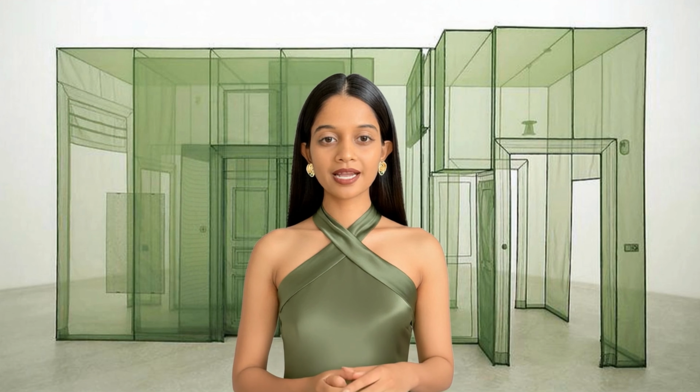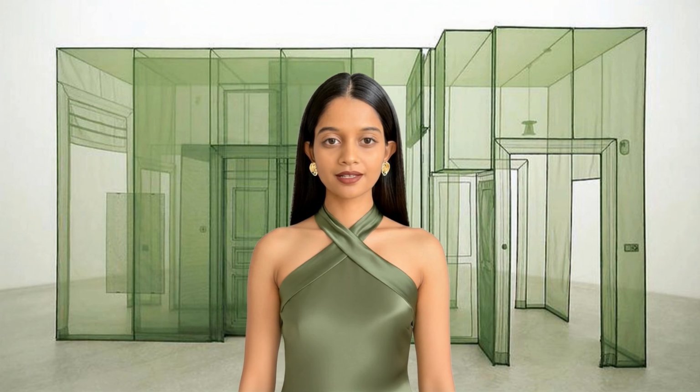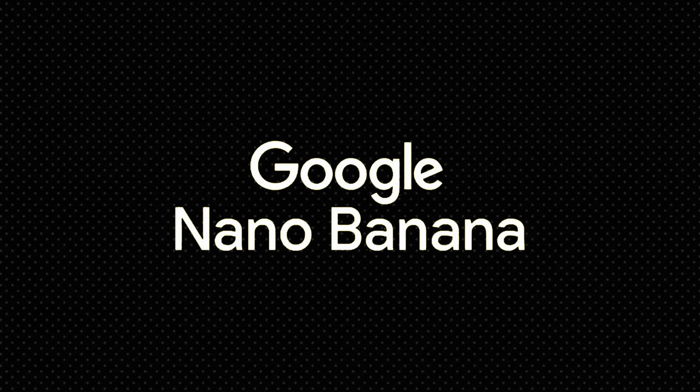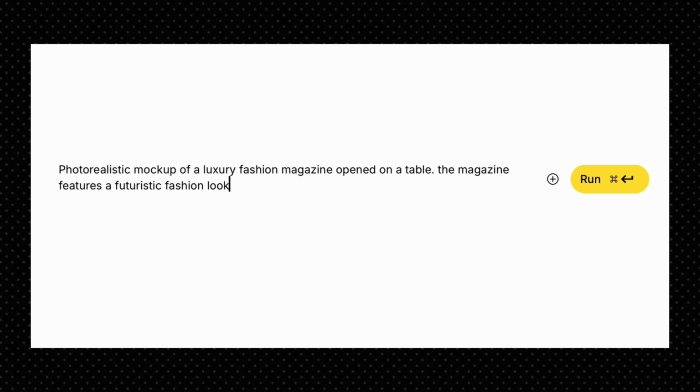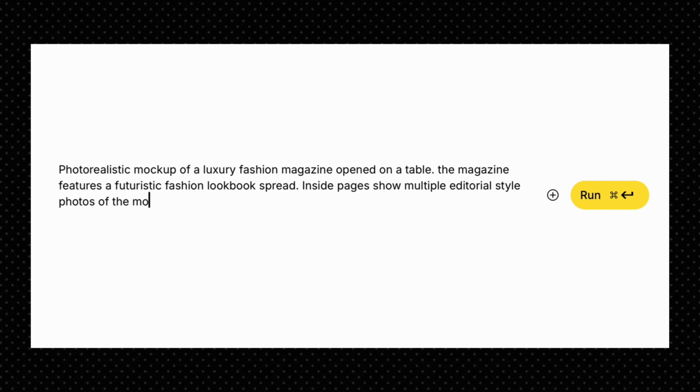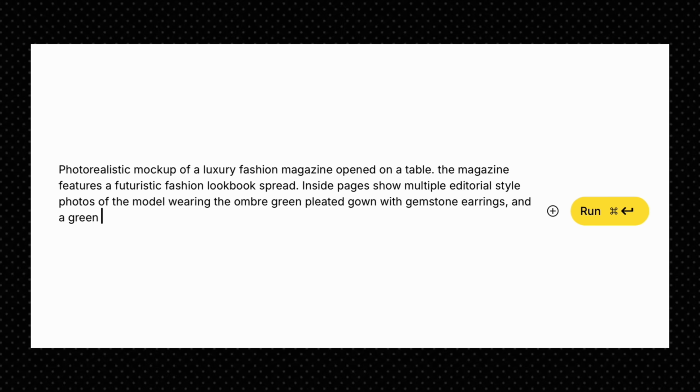Finally, I wanted to package all of this into something bigger, a fashion magazine spread. For this step, I gave NanoBanana a very simple but detailed prompt. Photorealistic mockup of a luxury fashion magazine opened on the table. The magazine features a futuristic fashion lookbook spread. Inside pages show multiple editorial style photos of a model wearing the ombre green pleated gown with gemstone earrings and green strappy heels. And here's the result.